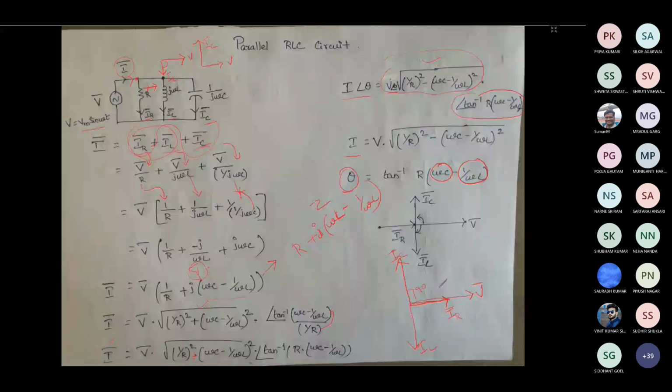Depending on the parameters omega C and omega L, we are going to define whether the resultant current will be in this fashion, or the resultant current will be in this fashion, or the resultant current will be in phase with the voltage. So whether the current will be leading the voltage, in phase with the voltage, or lagging the voltage, it is going to be defined by this omega C and omega L.